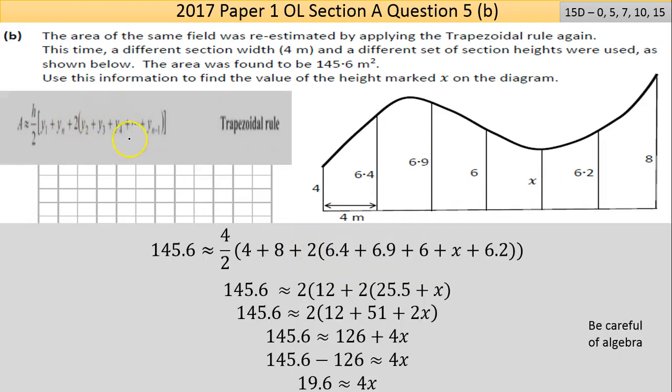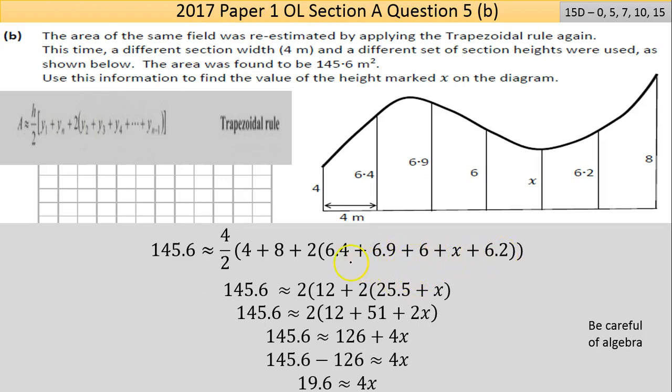Okay, so again, that's the trapezoidal rule just written up here, so I filled it in. 145.6 equals the new interval of 4 over 2, multiplied by first plus last plus twice everything else. Now x is included in the everything else: 6.4, 6.9, 6, x, and 6.2. So if you look at it here, your unknown is an equation of one unknown. You could do it different ways, but reduce it down. I'm going to do it piecemeal because of the way it is.